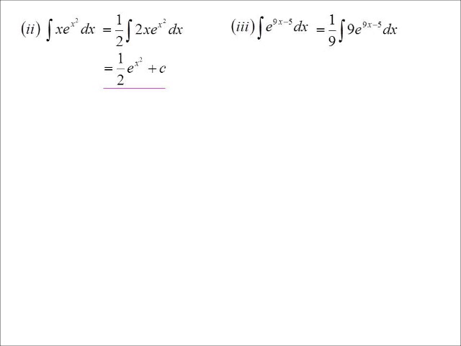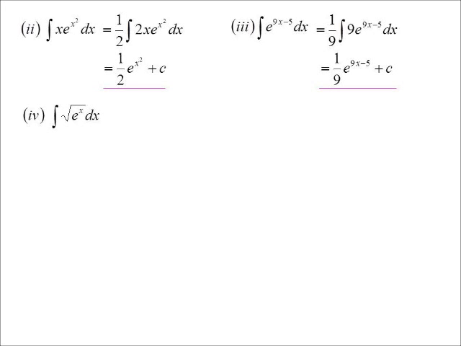So I've made it 9e to the 9x minus 5, balance it up, a ninth out the front. So we get a ninth e to the 9x minus 5, plus, of course, our constant. Don't forget our constants.